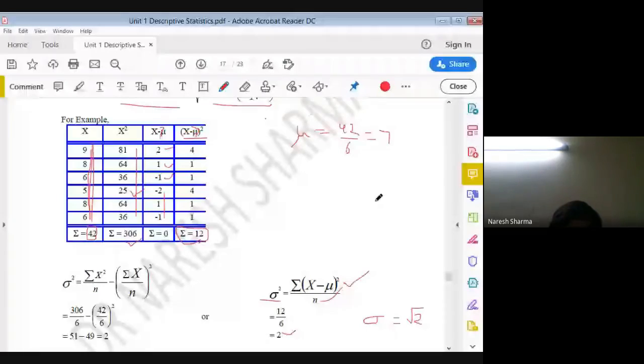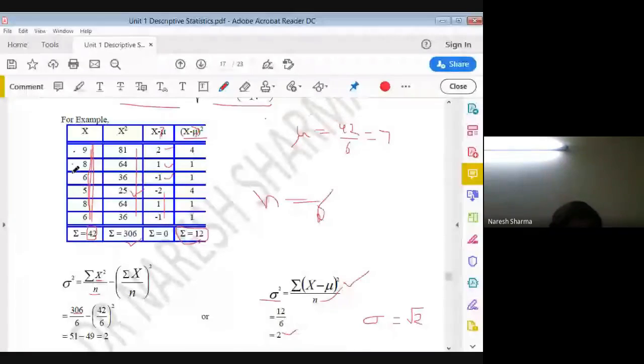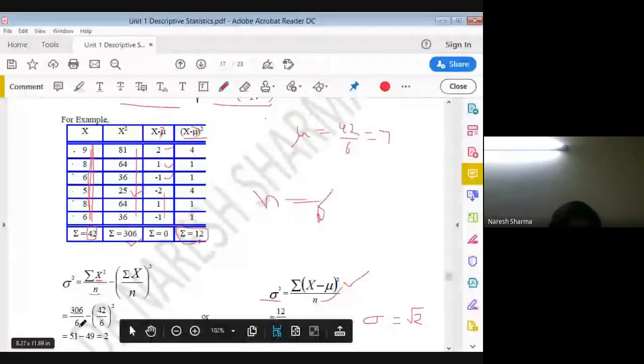So just put this in the formula. 306 divided by n, in this example 6, as the total number of entries here. The entries are 1, 2, 3, 4, 5, 6. Minus 42 divided by 6 whole square. If you solve this, that is 2, that is sigma square, the variance. And if you require the standard deviation, just take the square root of this, that is sigma is equal to square root 2.